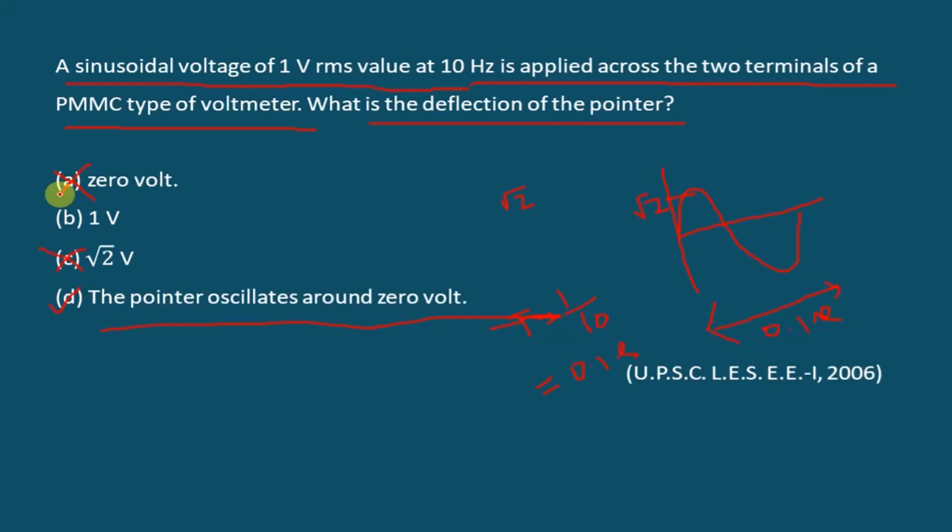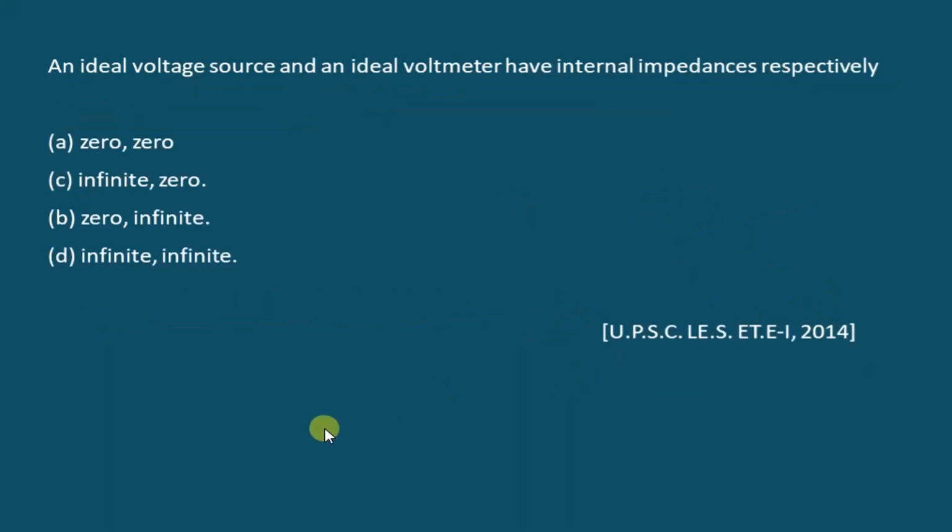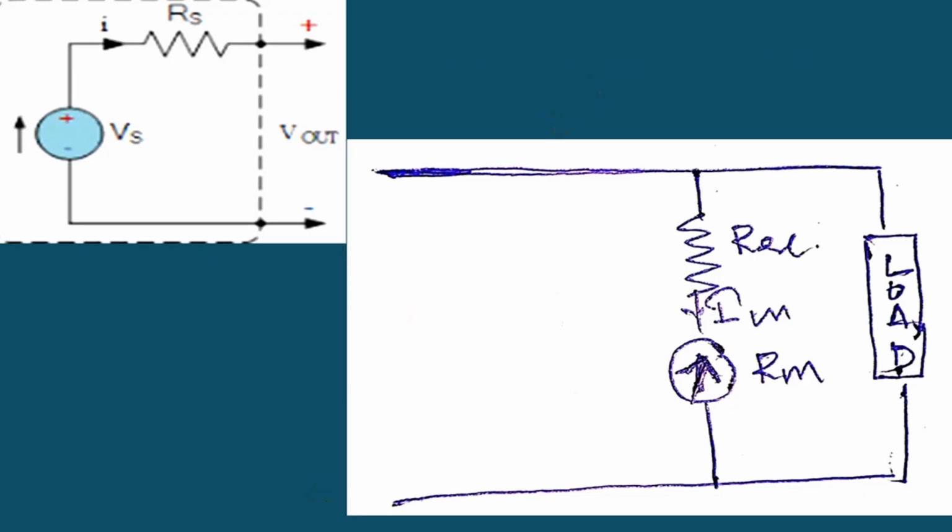Let's go to the next question. So the question here is asking, an ideal voltage source and an ideal voltmeter have internal impedance respectively. So before solving this question, we have to understand the meaning of an ideal voltage source and an ideal voltmeter.